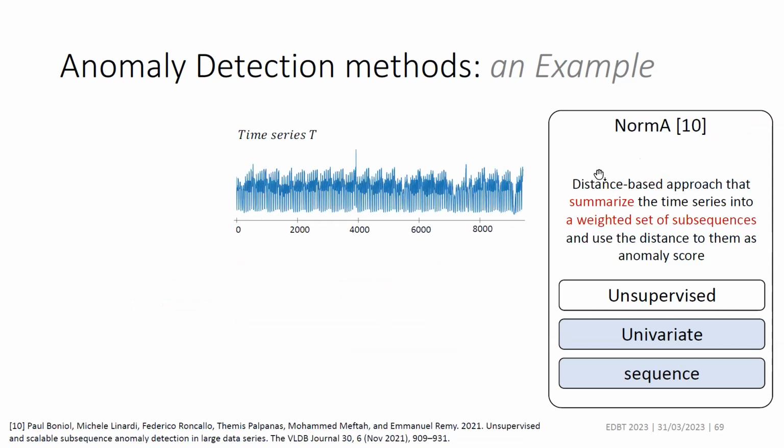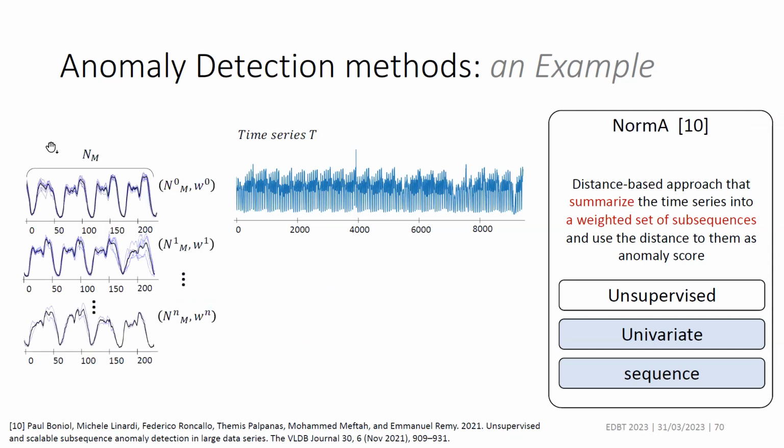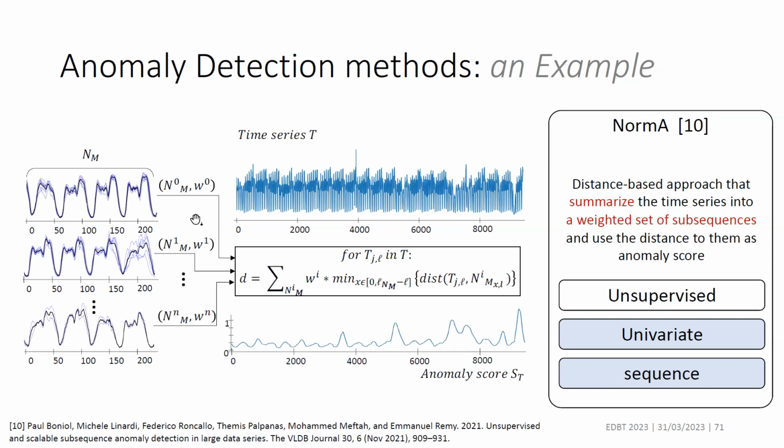Then you have a method called Norma that has been published in 2021, and this idea is more to work on clusters than only subsequences. So the main idea here is to actually compute a set of similar subsequences, so clusters, and weight them based on some statistical criteria. So like the number of subsequences within the cluster, the time distribution, and the centrality of the cluster. And then you can define a distance function of one subsequence to this set of clusters to compute a distance.